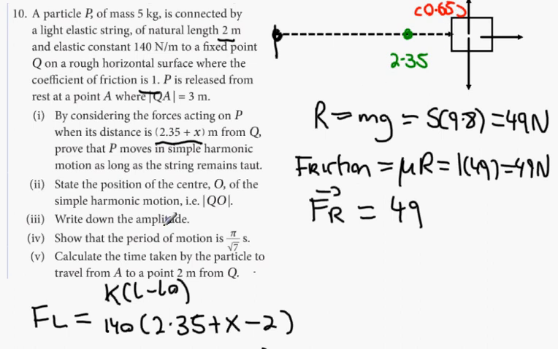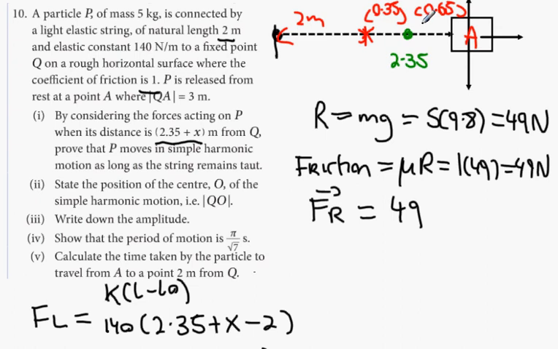What I want us to do is calculate the time taken for the particle to travel from A, so this is point A here, to a point 2 meters from Q. It's still obeying simple harmonic motion, because it has a natural length of 2 meters. So it's at the very limits of where it obeys simple harmonic motion, because the string's just about to go slack. Now, it goes across its 0.65, it's now at 2.35, and then it has to travel another 0.35 to the left, doesn't it, for it to obey simple harmonic motion. So it has to travel 0.35 meters from X. Is that alright?